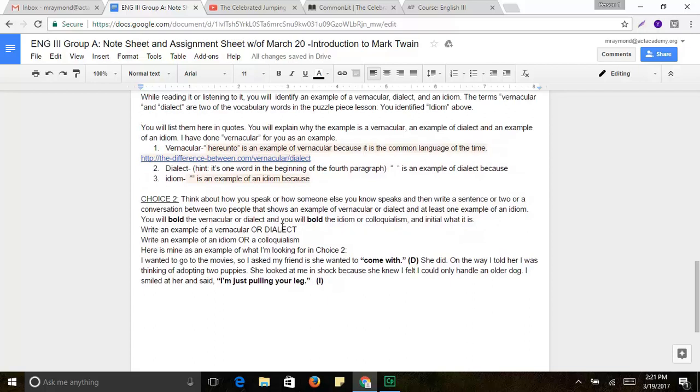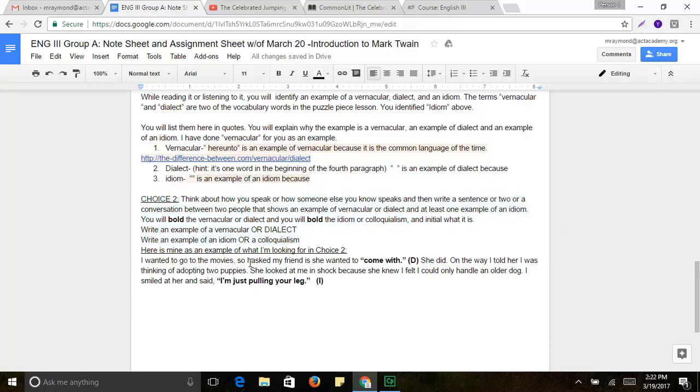You're going to write an example, okay, of one of these things in a sentence or like a little paragraph that shows a conversation. Here is the example I am showing you of what I'm looking for. I chose to do a conversation, okay, conversation between two people. All right, so this is mine. This is an example of what I'm looking for in choice two.